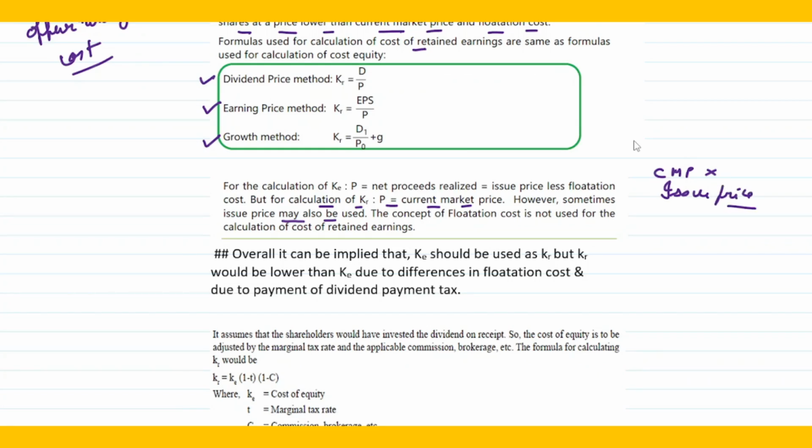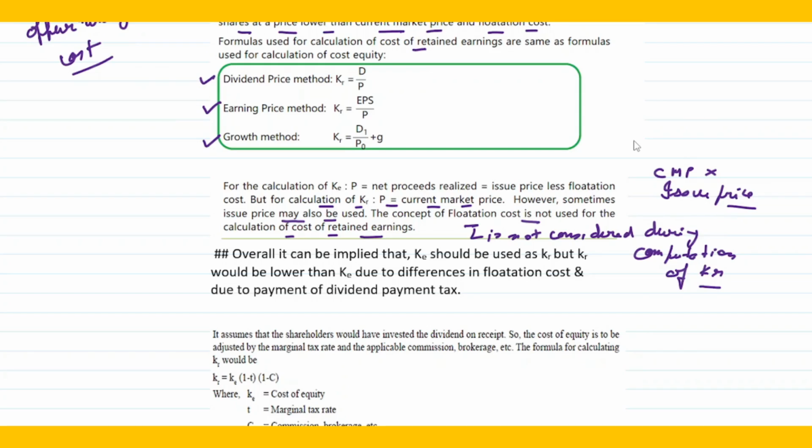Okay, the concept of flotation cost is not used for the calculation of cost of retained earnings. Yes, that is very obvious, because the cost of retained earnings doesn't contain any kind of flotation cost or any extra or additional charges. And so whenever we calculate KR, the flotation cost is not taken into consideration, right? So please remember, flotation cost is not considered during computation of cost of retained earnings, fine.